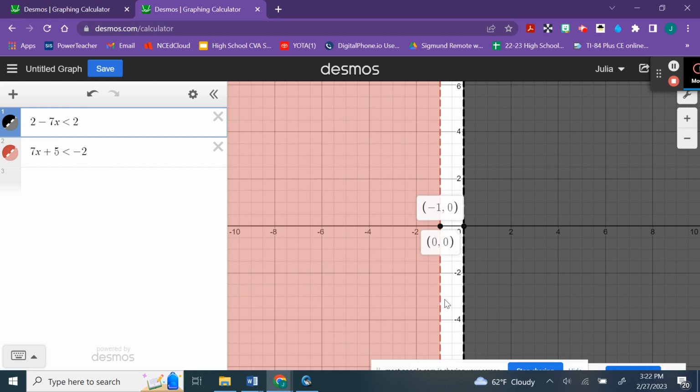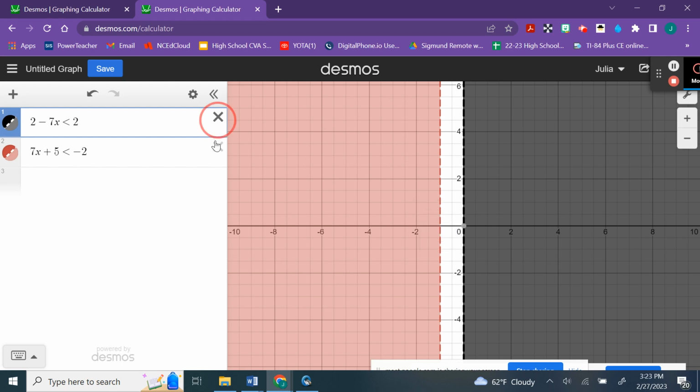It's also helpful if you go ahead in your mind and start paying attention to the way these are shading and the dashed lines and the solid lines, because we will start doing inequalities with linear equations in the next few weeks. So this is just, again, practicing and getting used to using Desmos a lot and using it to your advantage. So it would be less than negative 1, greater than 0. So the answer would be less than negative 1 and greater than 0.